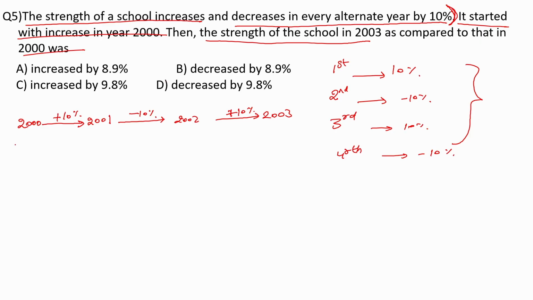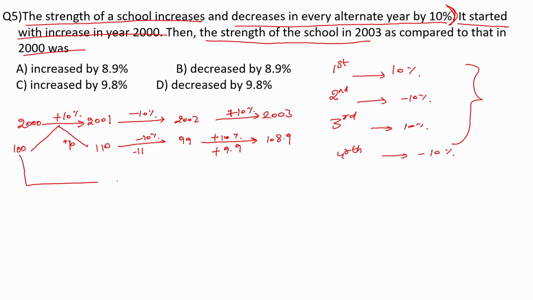As the options were in percentages, I would take my initial value, that is the initial strength of the school, to be 100 students. As it was increased by 10% initially, in 2001 the value would be 100 plus 10, that is 110. And later it was decreased by 10%. So 10% of 110 would be 11. So 110 minus 11 would give me 99. And again it is increased by 10%. So 10% of 99 would be 9.9. As it is increased, plus 9.9. So 99 plus 9.9 gives me 108.9.